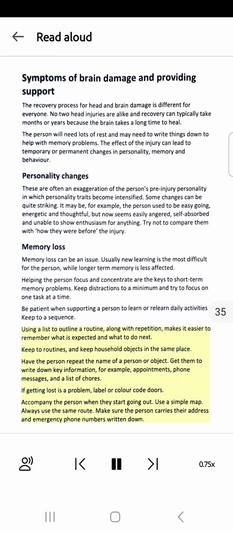Keep to routines, and keep household objects in the same place. Have the person repeat the name of a person or object. Get them to write down key information, for example, appointments, phone messages, and a list of chores. If getting lost is a problem, label or color code doors. Accompany the person when they start going out. Use a simple map. Always use the same route. Make sure the person carries their address and emergency phone numbers written down.